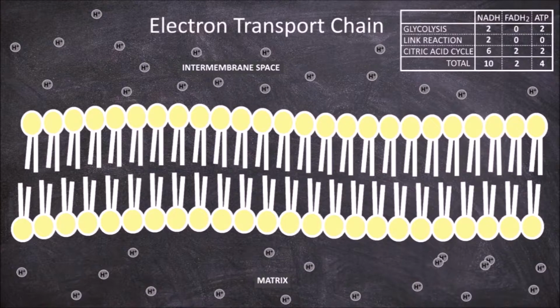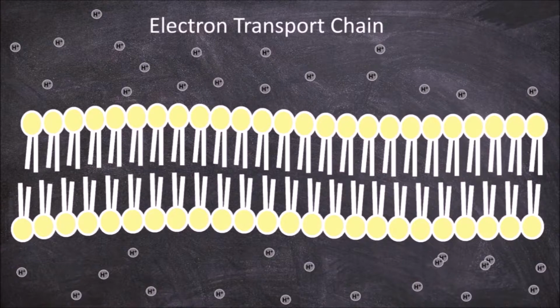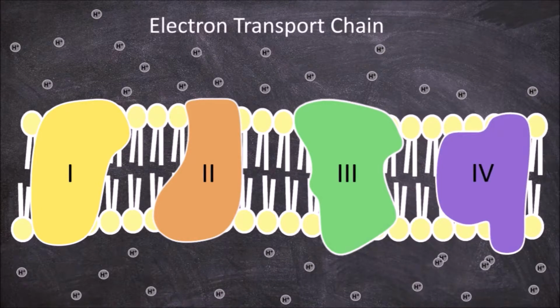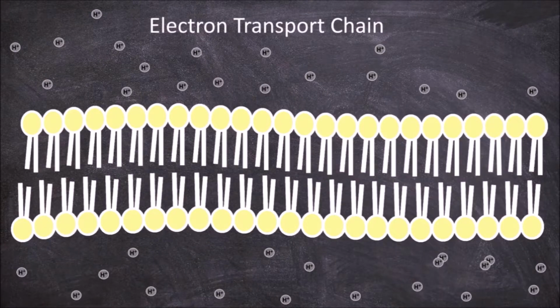The electron transport chain occurs in the inner mitochondrial membrane. Within the membrane, there are 4 protein complexes involved, complexes 1, 2, 3, and 4. There are also several mobile electron carriers within the membrane: ubiquinone, ubiquinol, and cytochrome C. The electron transport chain starts with complex 1.